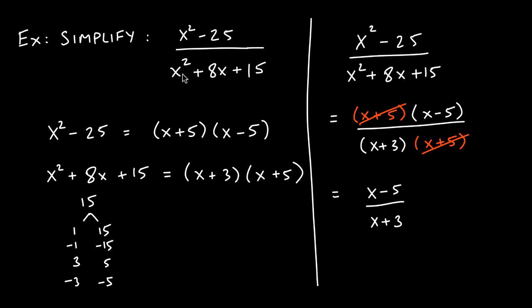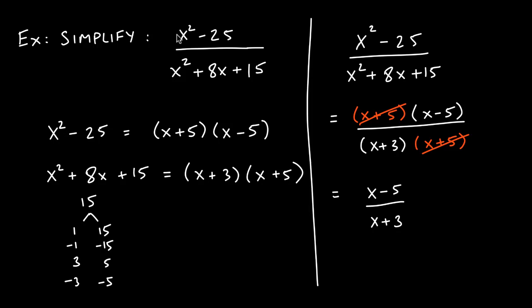A slightly more involved example, similar to the ones that you're going to see in the packet. The previous ones were just to get the point across that you have to factor, and you can only divide or cancel something on top with something on the bottom if you have products across the top and products across the bottom. So let's say we have to factor x squared minus 25 first.